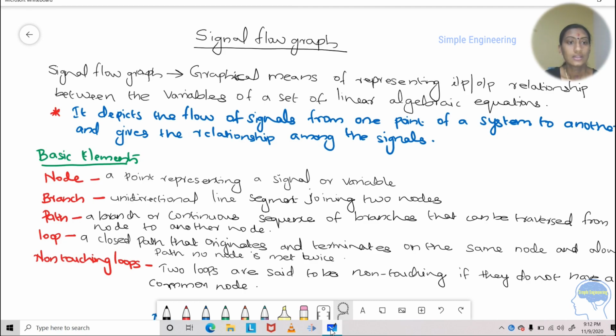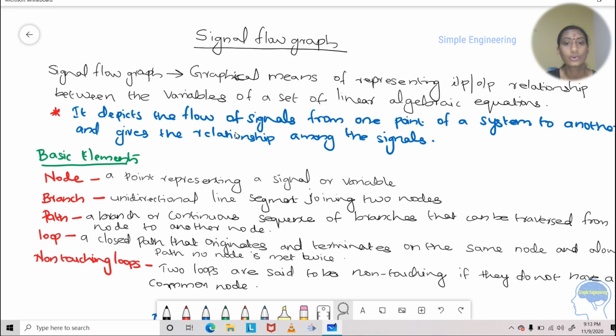Signal flow graph. Signal flow graph is the graphical means of representing the input and output relationship between the variables of a set of linear algebraic functions. That is, it is a graphical representation, and this is used to find the transfer function of a system, that is C of S by R of S, like the block diagram reduction that we have studied in our previous classes. Same like that, signal flow graph is also used for finding the transfer function.